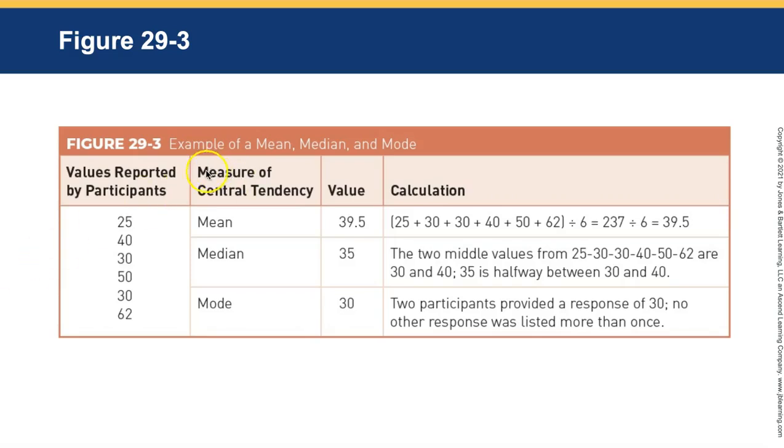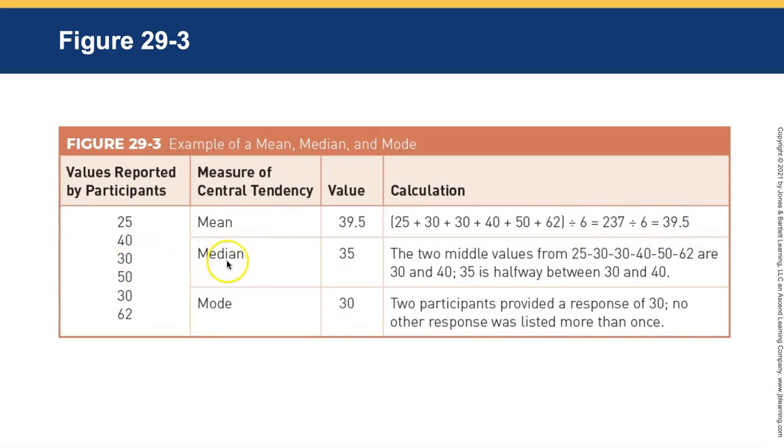So real quick, we'll just look at these measures of central tendency. These are our values that are reported by our participants, and we are going to first look at the mean of these values. So what we do is we take all of these values and we add them up, right? Add them all up. And then we're going to divide them by 6. So when we add them all up, we get a certain number. Then we divide them by 6 because there are 6 values. 1, 2, 3, 4, 5, 6. And you get the answer. Your mean or your average is 39.5.